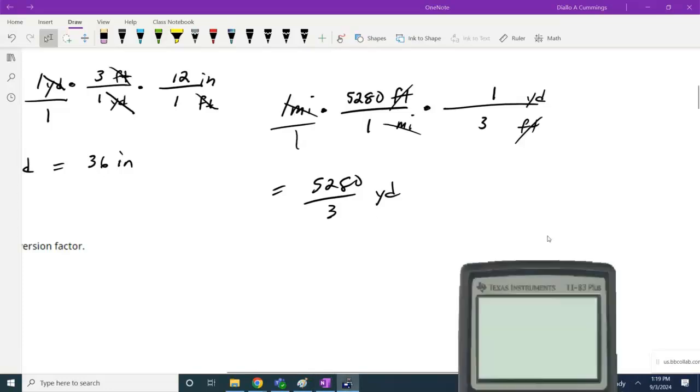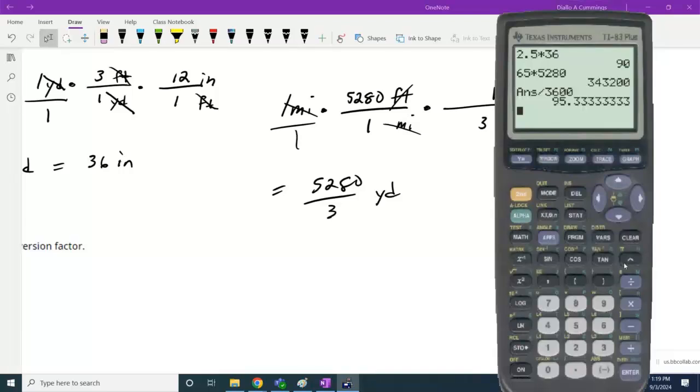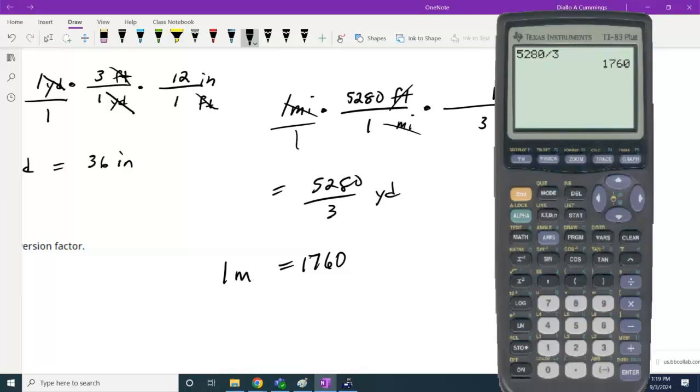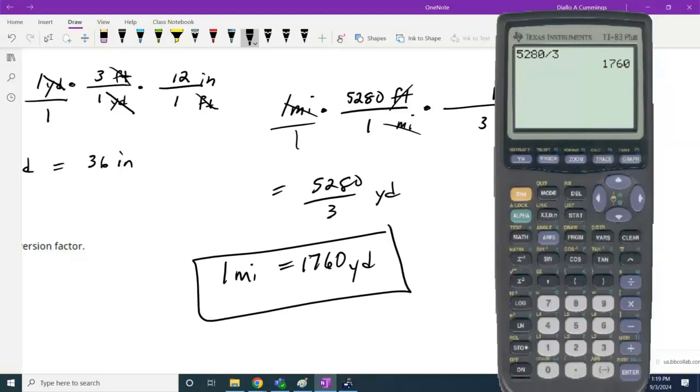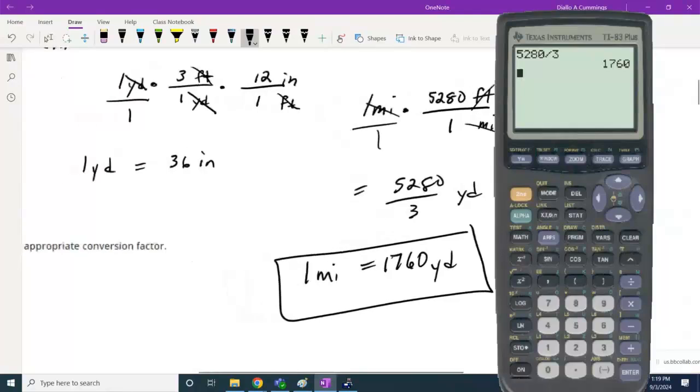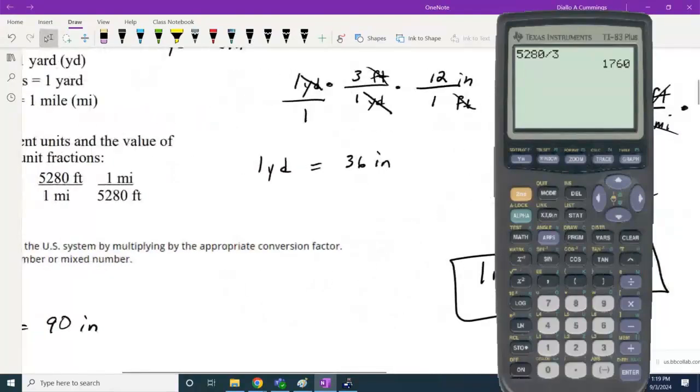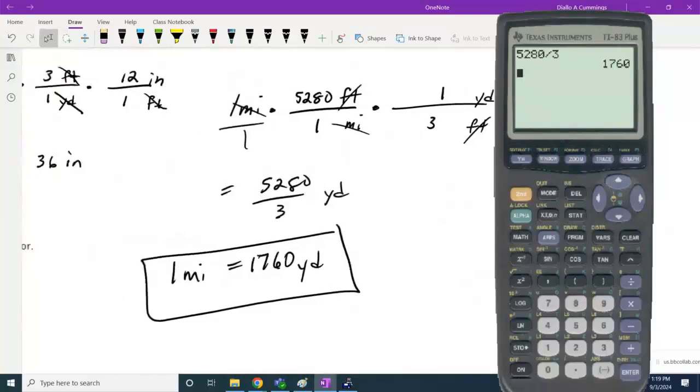And if I divide that up, I have 5,280 divided by 3, which is 1,760. So 1 mile is 1,760 yards. Since we've already developed these, you can use this as a conversion fact, so you never have to convert that again if you need it. 1 mile is 1,760 yards.